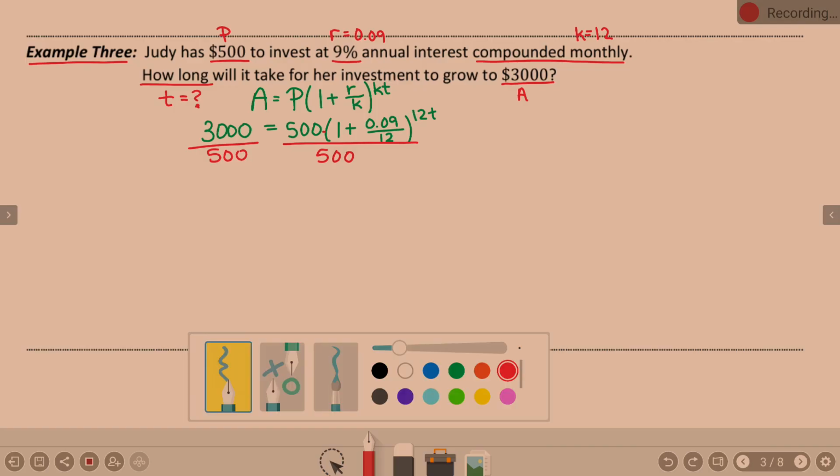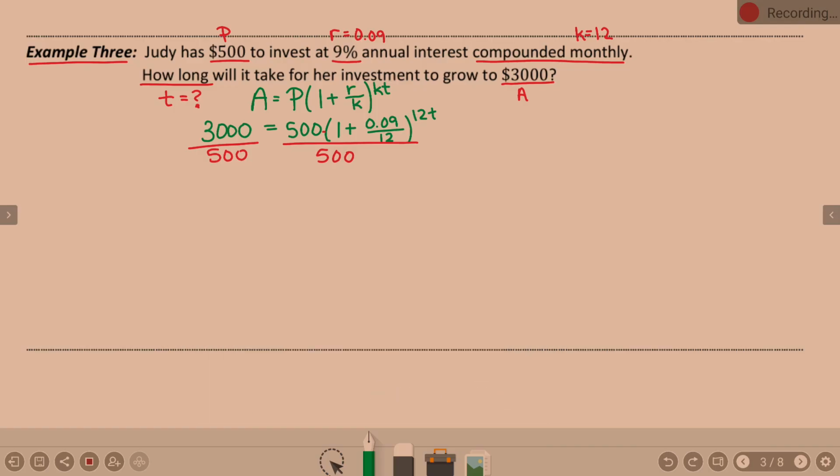Okay, so let's do some cleanup. 3,000 divided by 500 is 6, equals, the 500s cancel. And we have, can I clean up in those parentheses? That was going to turn into 1.0075 raised to the 12t. I kind of did 2 steps at once there. Are you guys okay with 2 steps at once there? Okay. This is where we're at.